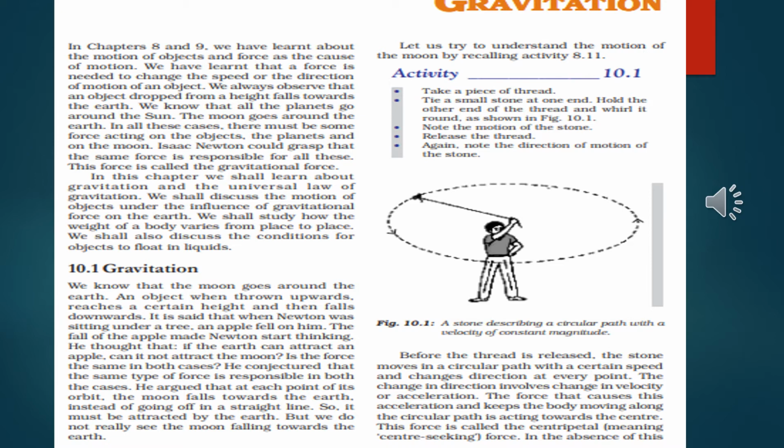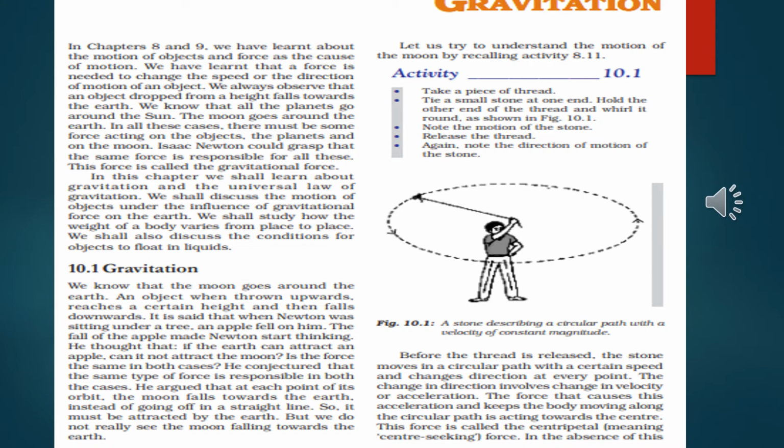Activity 8.11. Take a piece of thread, tie a small stone at one end, hold the other end of the thread and whirl it round, as shown in figure 10.1. Note the motion of the stone. Then release the thread. Again, note the direction of motion of the stone.